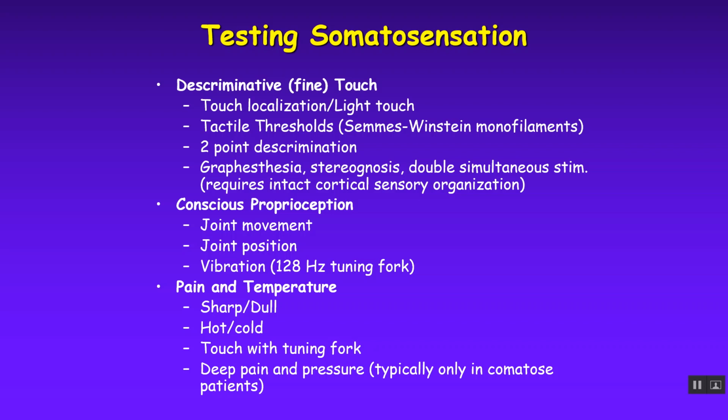Then conscious proprioception, the ability to detect joint movement or joint position. We will show you that. This is where, did I show you, you wiggle the toe and you stop, up, down, finger, up, down, or bent or straight? That's the kind of thing we're talking about there. Or joint position, where I might just say, hey, I'm going to put your arm in a certain position, close your eyes, match it with the other arm. You're matching a static position.